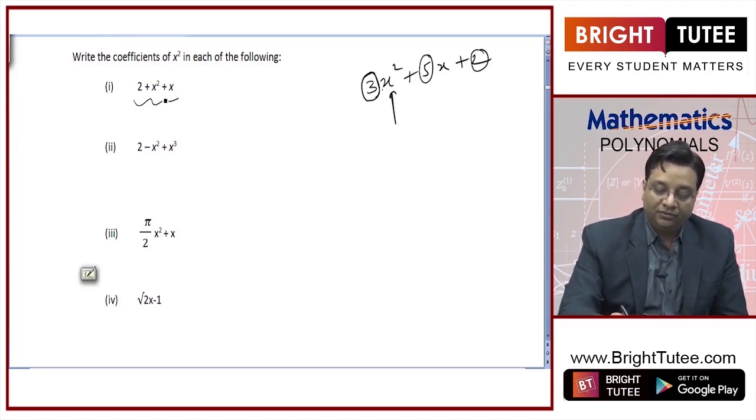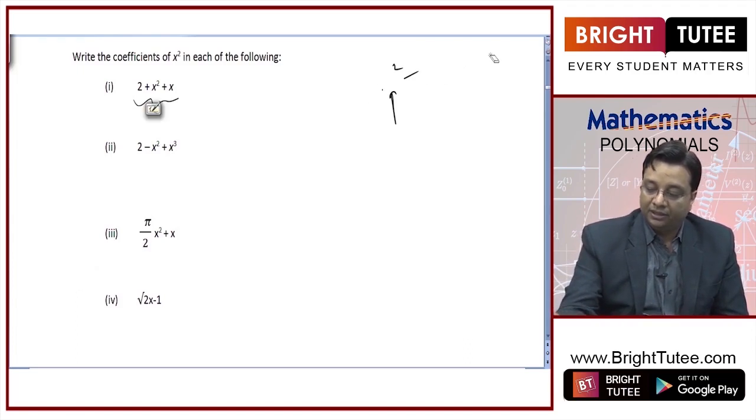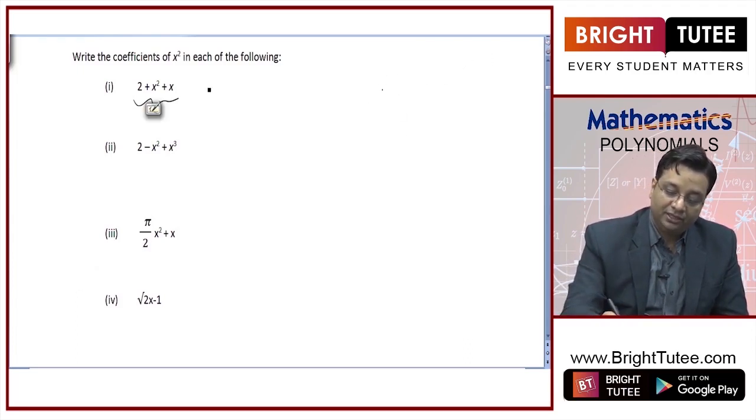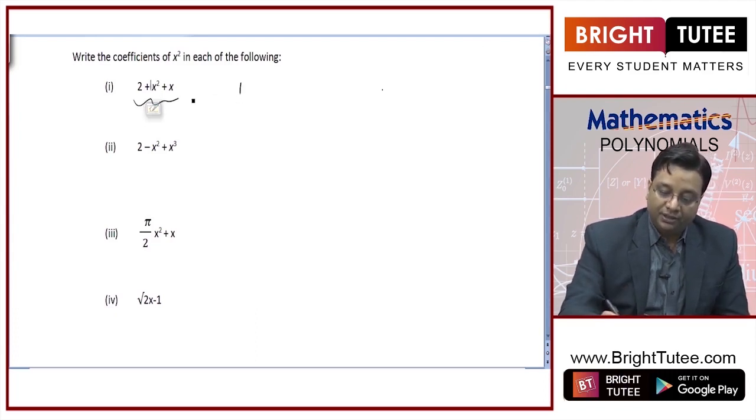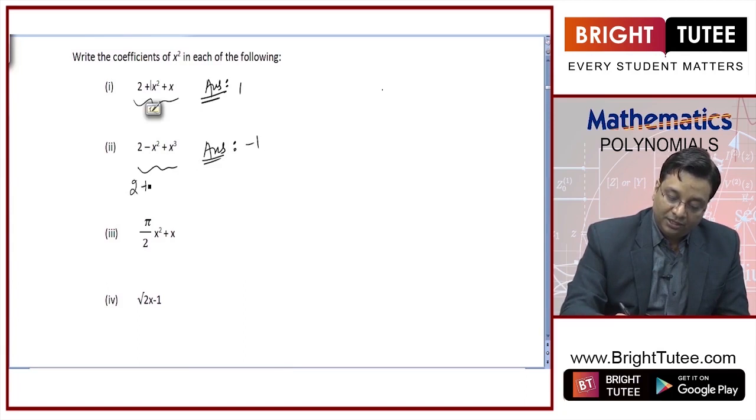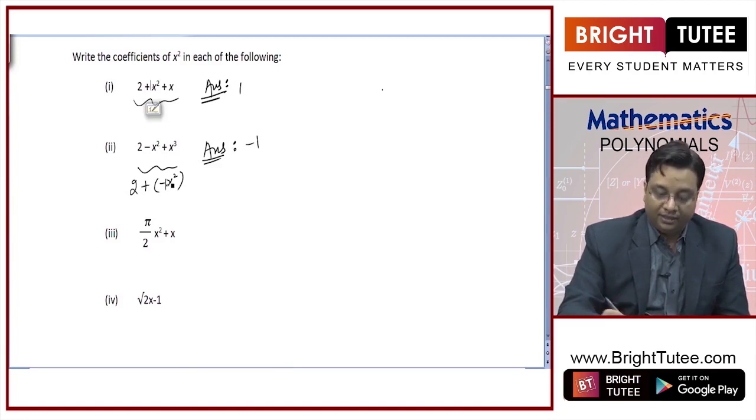So what is the coefficient of x square here in the first part? Coefficient of x square here is 1, because this is 1 into x square. So the answer is 1. Now the coefficient of x square, is the answer 1 or negative 1? It is minus 1, because we can write it as 2 plus minus 1 into x square. So the coefficient of x square is minus 1.